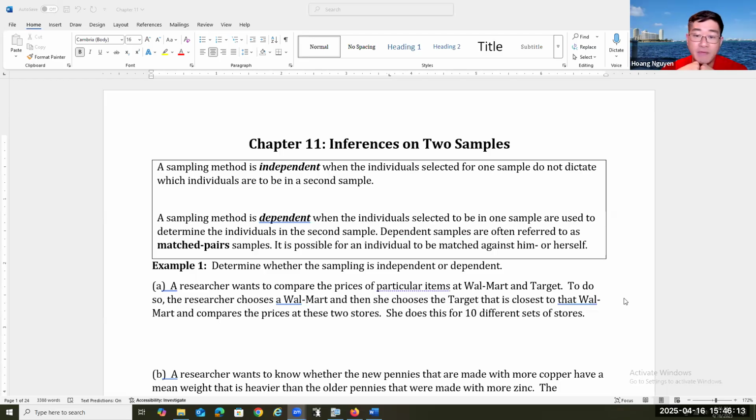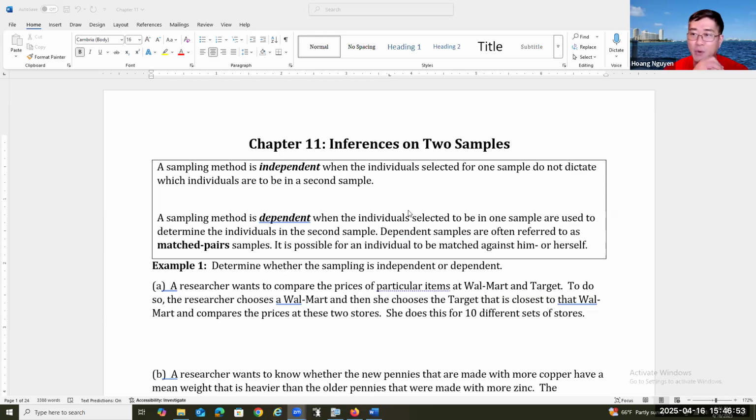Is it possible for an individual to be matched against himself or herself? Yes, you might see this scenario for dependent samples. An individual can be matched against him or herself. It looks like in clinical trial research, right? You use the same person, but you do the measurement before they take the medication, and you do the same measurement after they take the medication. So that's the definition for independent and dependent samples.